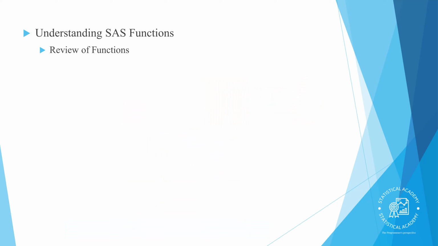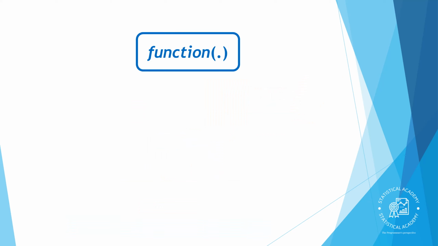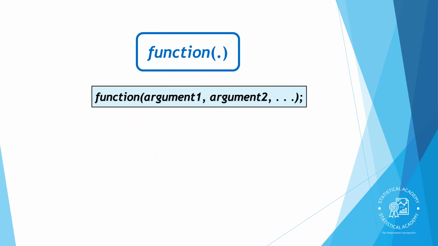SAS has many different functions for manipulating data. A SAS function is a named predefined process which can be used in a SAS program to produce a value. The function could accept none, one, or several arguments as input. Based on the arguments, the function performs its specified computation or manipulation and returns a value.